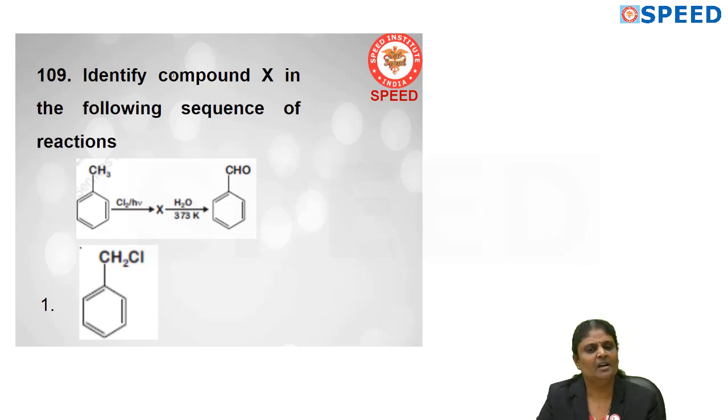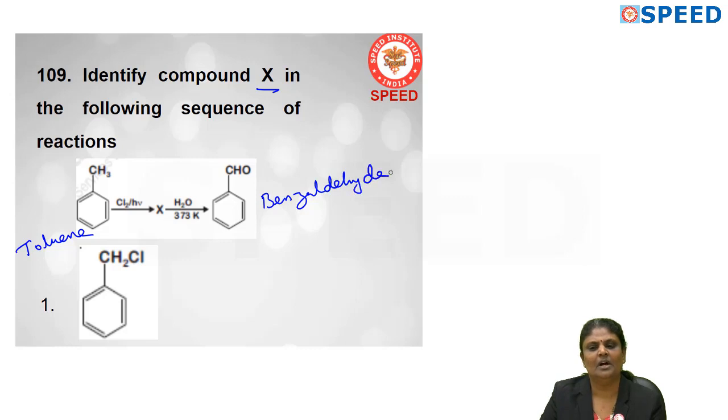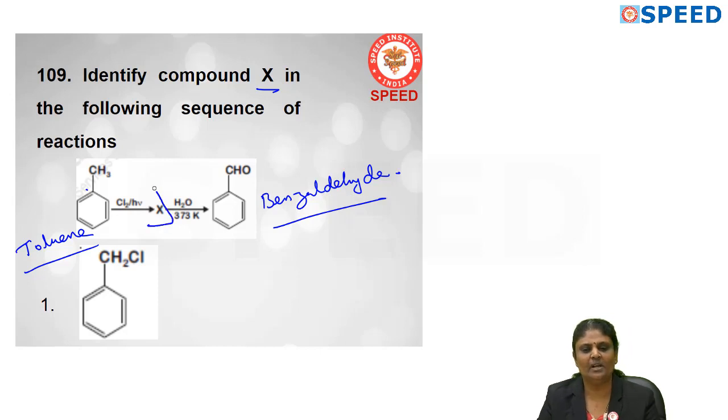And then 109, identify compound X here. This is toluene, and you can synthesize benzaldehyde from toluene. Again, this is from hydrocarbons as well as carbonyl compounds. You have to synthesize this aldehyde from this hydrocarbon. Here a halogenation reaction occurs in the presence of light. hν means this is a photochemical reaction. One intermediate product is formed here, so you have to pick which one is the intermediate product.